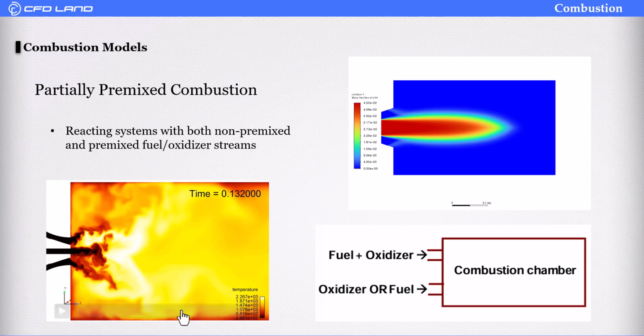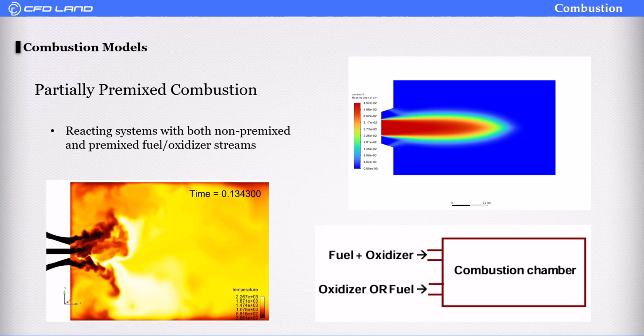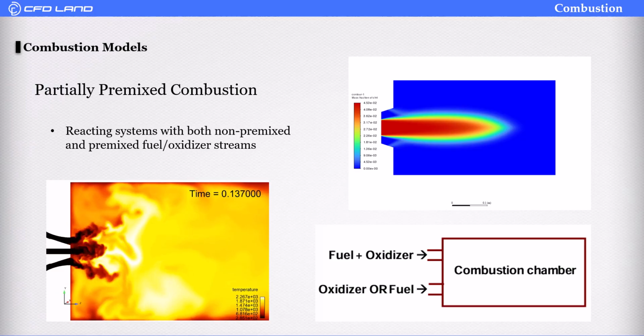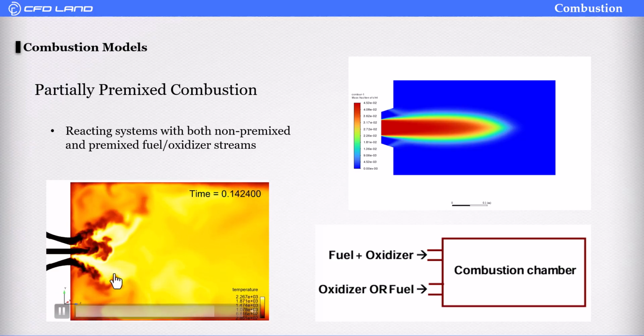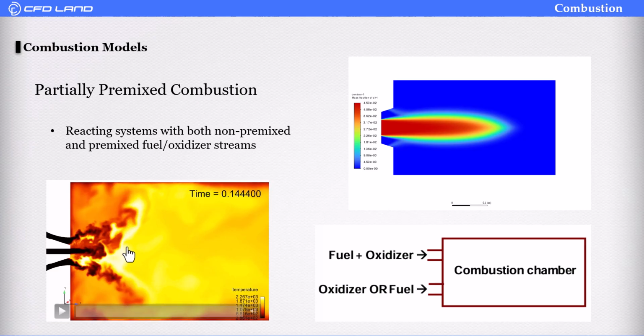Again, here we have a partially premixed combustion, and we can see the temperature changes. In these areas, we have the highest temperature, and in these areas, the lowest.